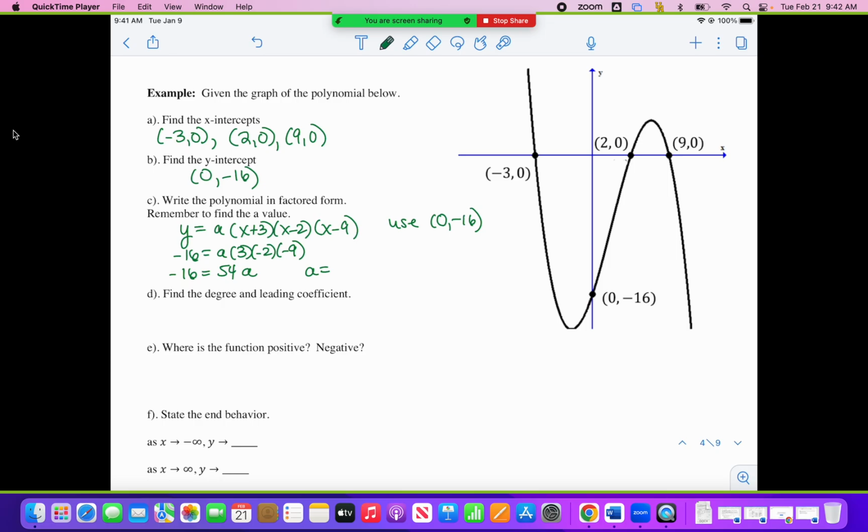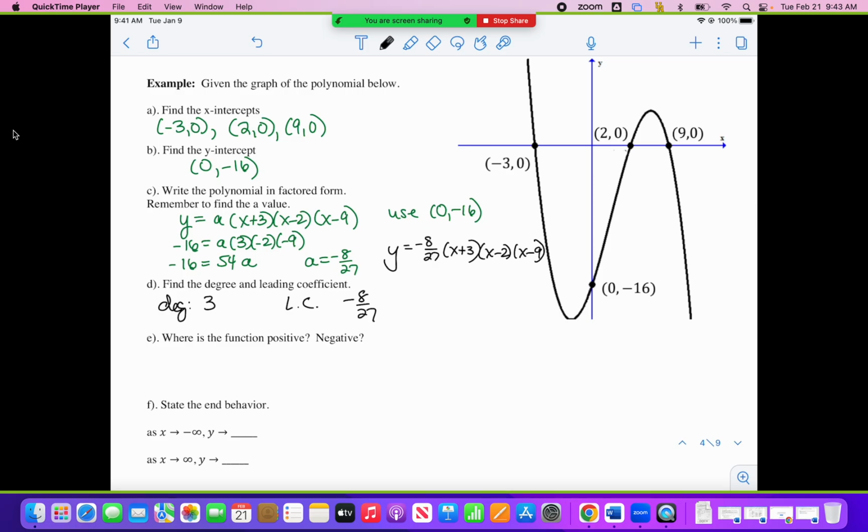I'm getting a is -8/27. So y would equal -8/27 times x plus 3, x minus 2, x minus 9. So the degree is 3, and my leading coefficient is -8/27.